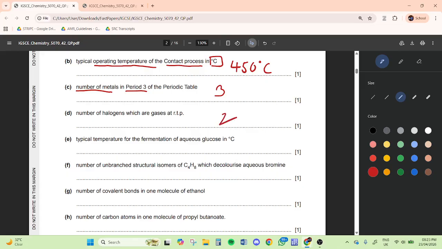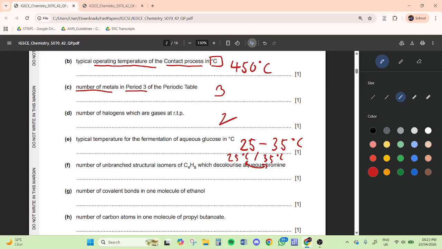Next, we're taking a look at the typical temperature for the fermentation of aqueous glucose in degrees Celsius. The mark scheme over here has given a range, and they say that it's 25 to 35 degrees Celsius inclusive. What that means is if you wrote 25 degrees Celsius, or if you wrote 35 degrees Celsius, or anything in between these values, then you're fine. You're going to get the mark for that. Some of you might be wondering, why isn't it 37 degrees Celsius?